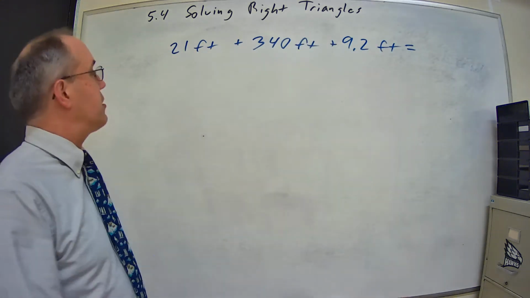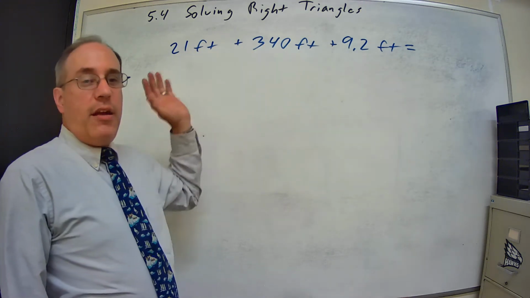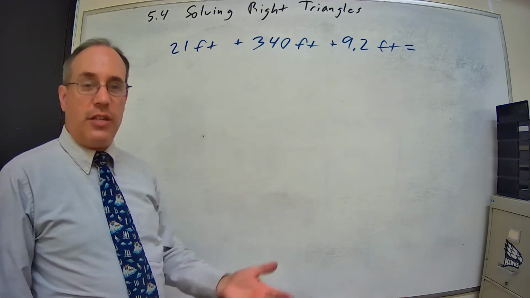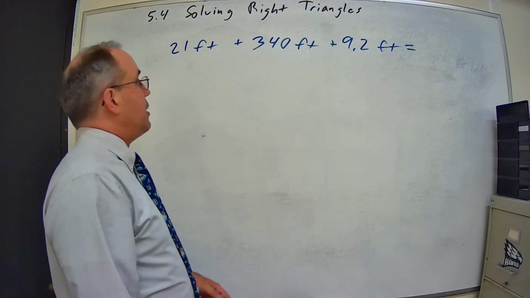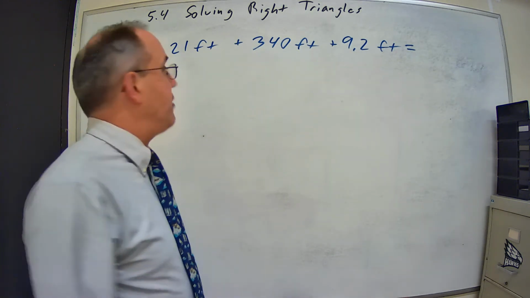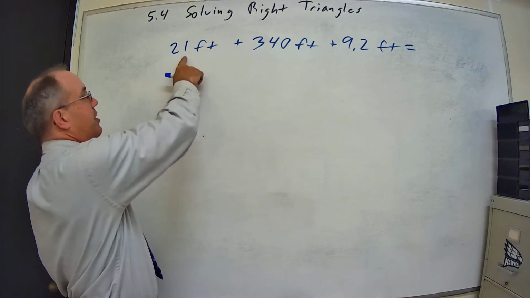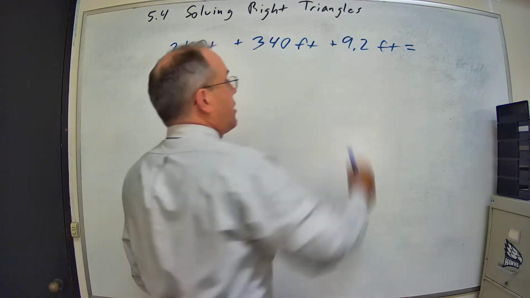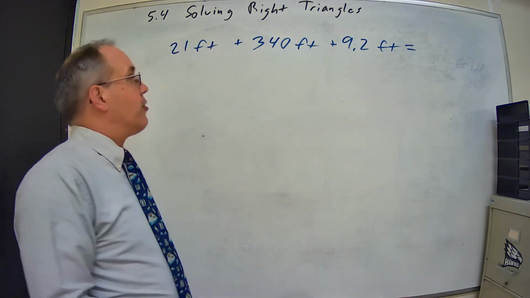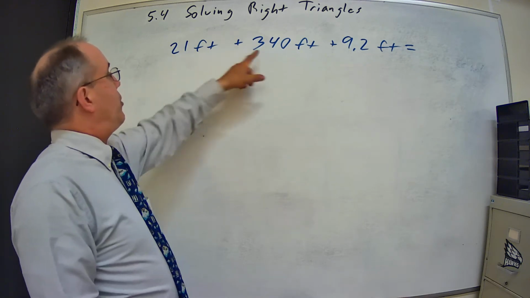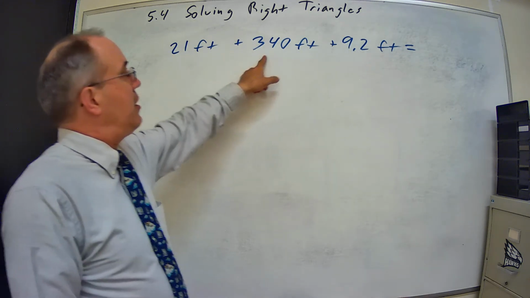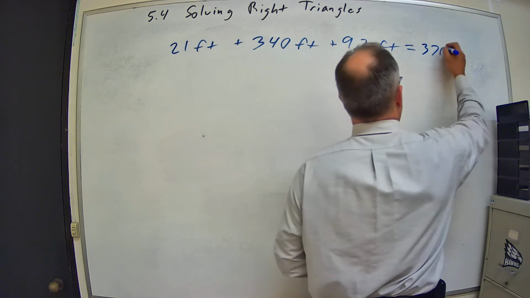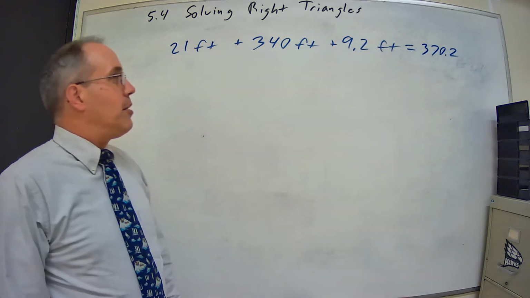So we took these measurements. Without any other indicators, we assume that any non-zero digits are significant. And in this situation, that's a safe bet. So we can assume that this was measured to the nearest foot, this was measured to the nearest 10 feet, and this was measured to the nearest 10th of a foot. So if I add this up, 21 plus 340 gives you 361, plus 9.2 gives you 370.2 feet.